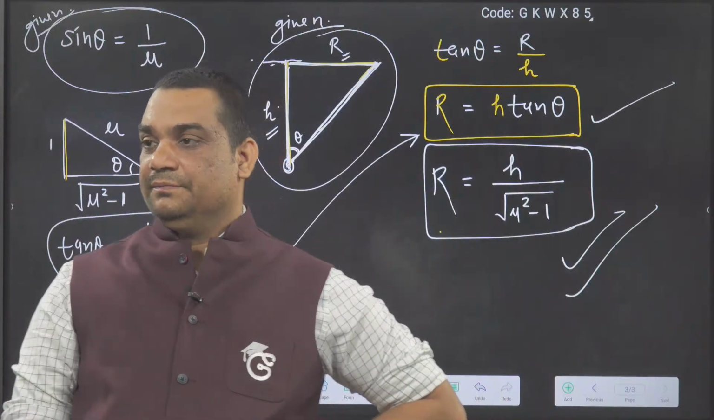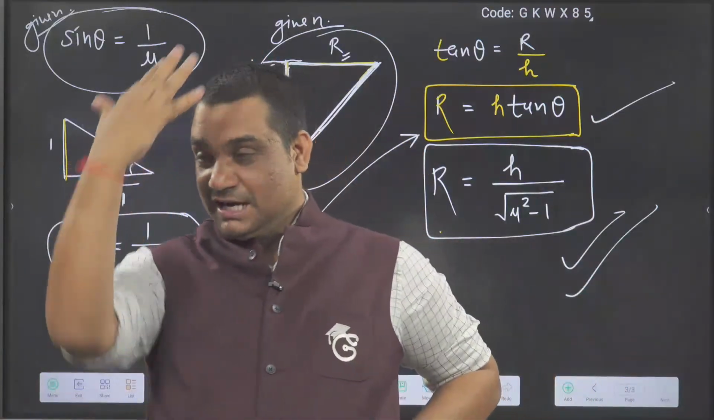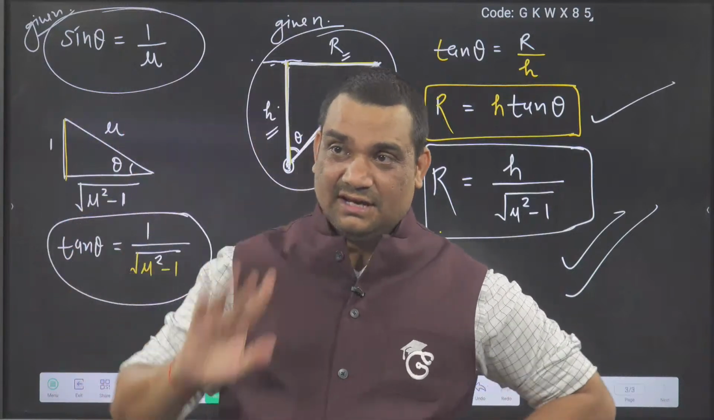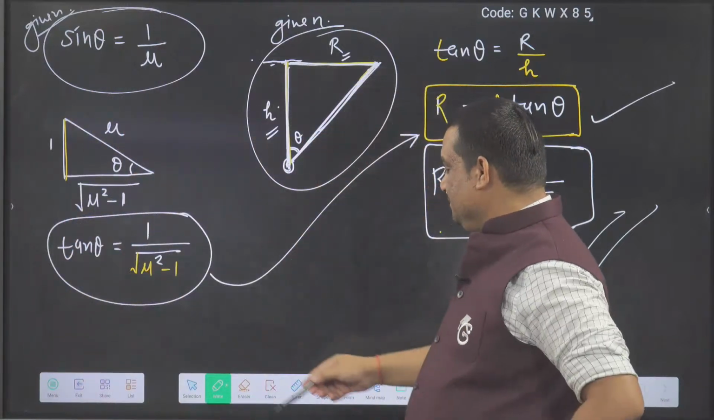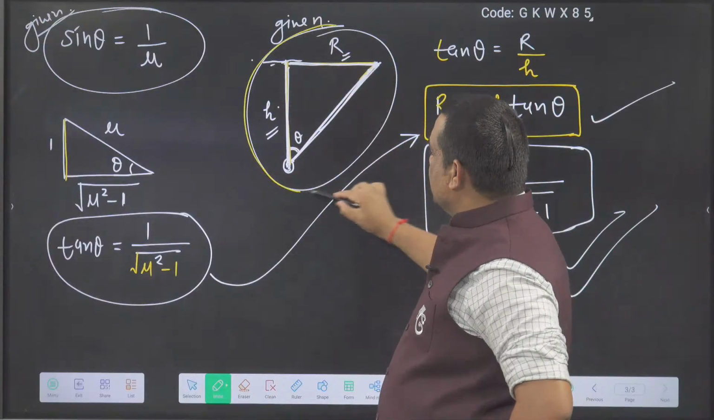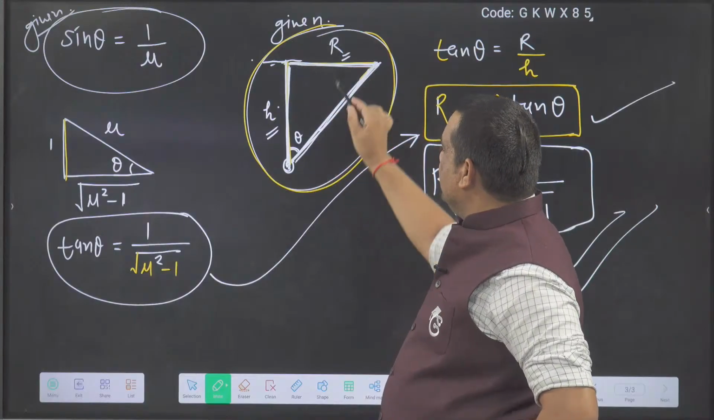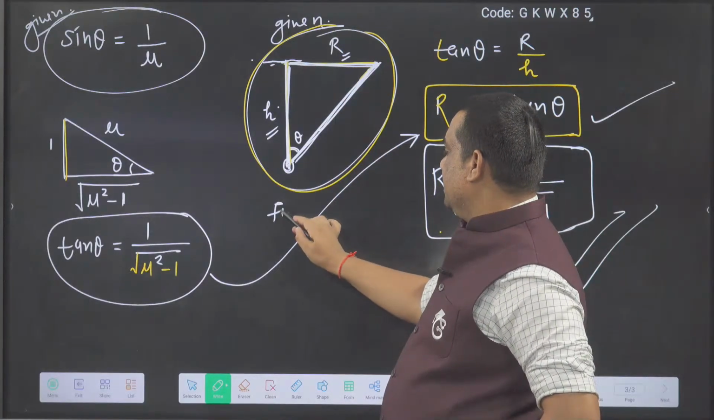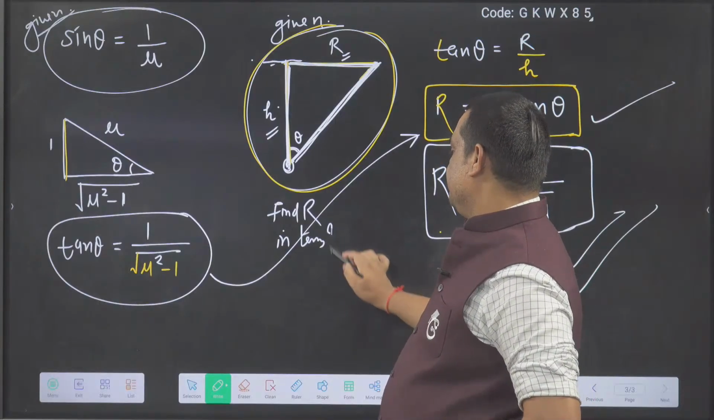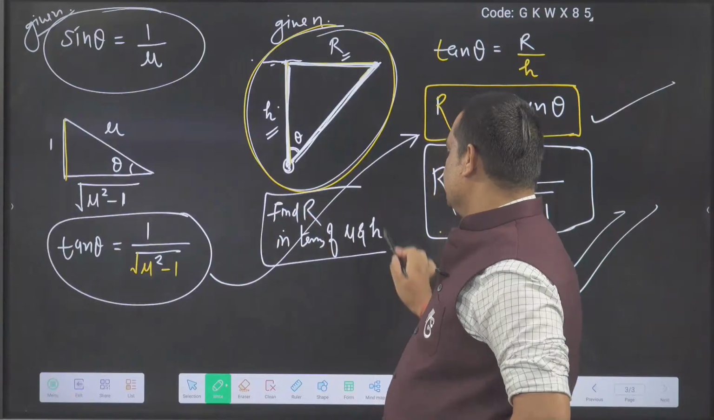One more time I will say, because maybe this went slightly fast. In this one, this diagram is given, sine theta is 1 by mu. They are saying that this is h and this is r. You need to find r. They are saying in this question, find r in terms of mu and h. This is the question.